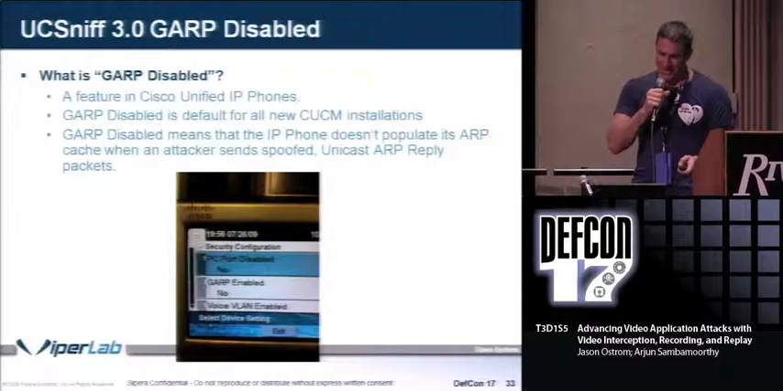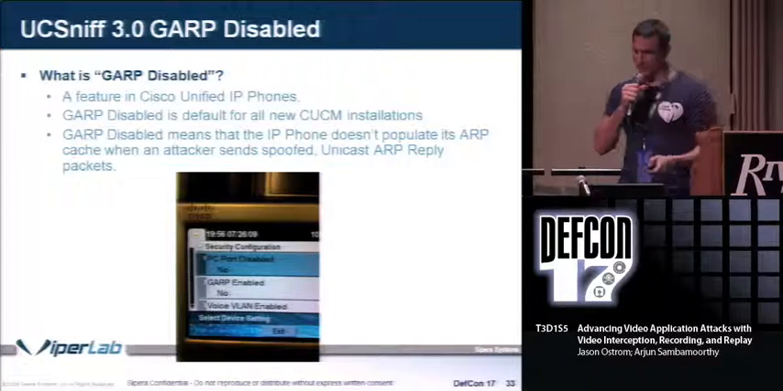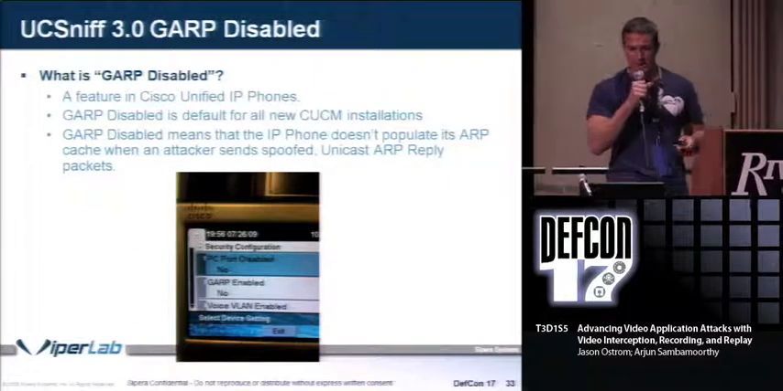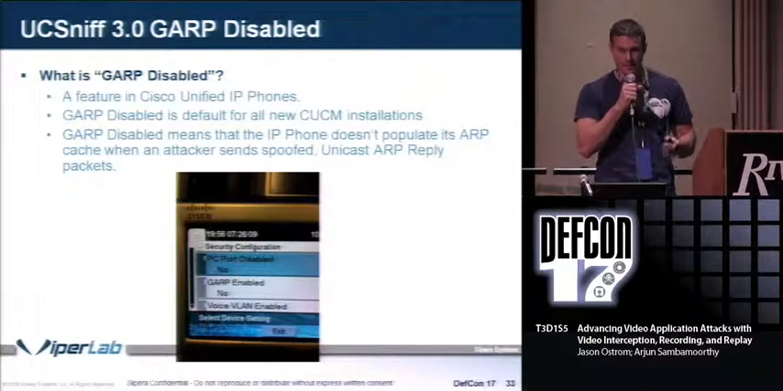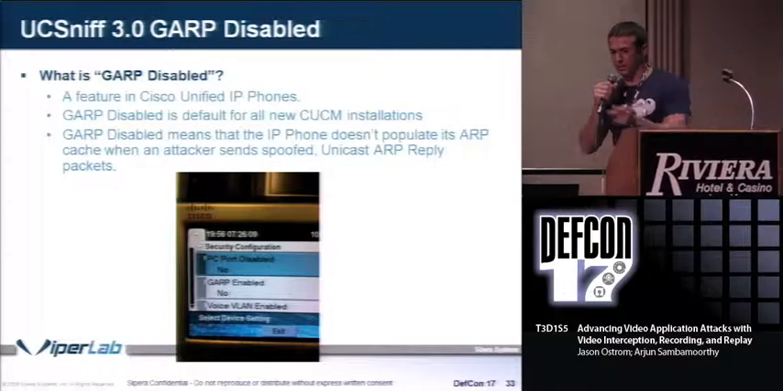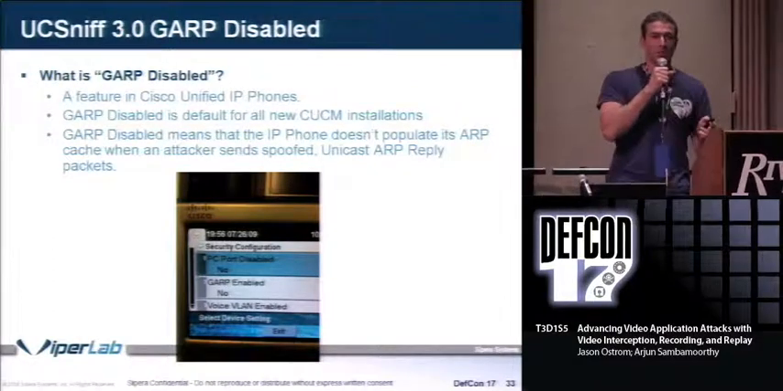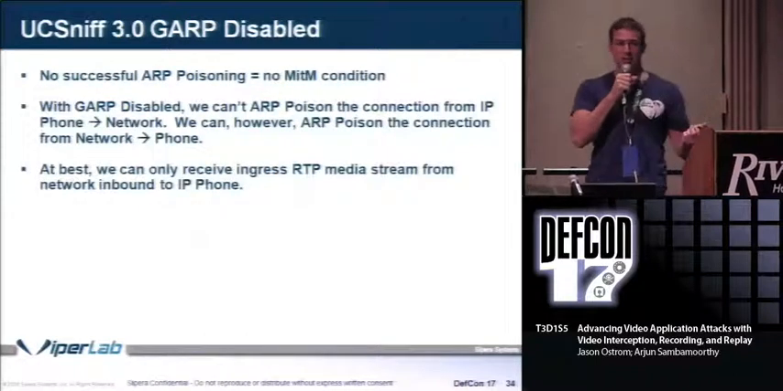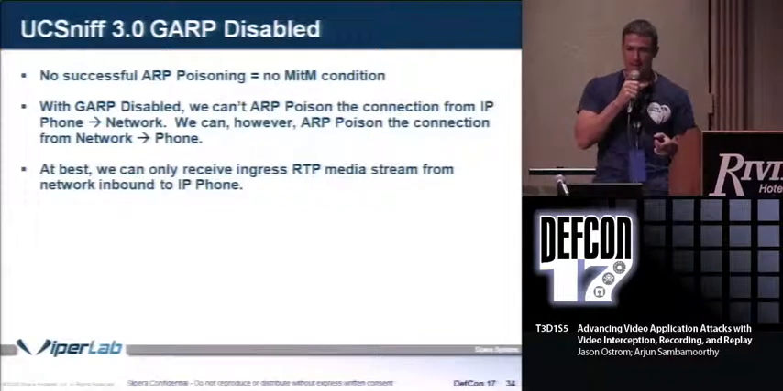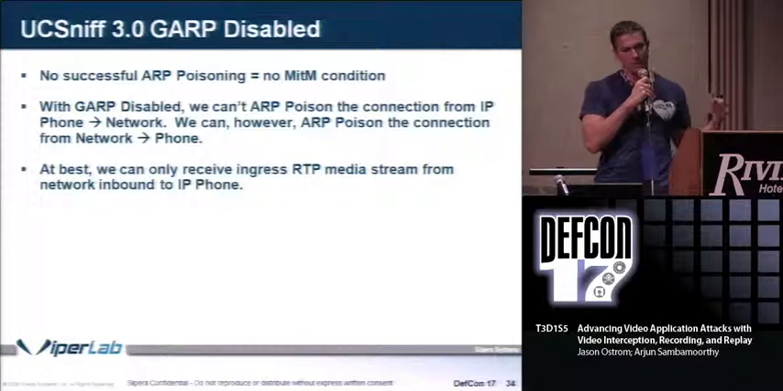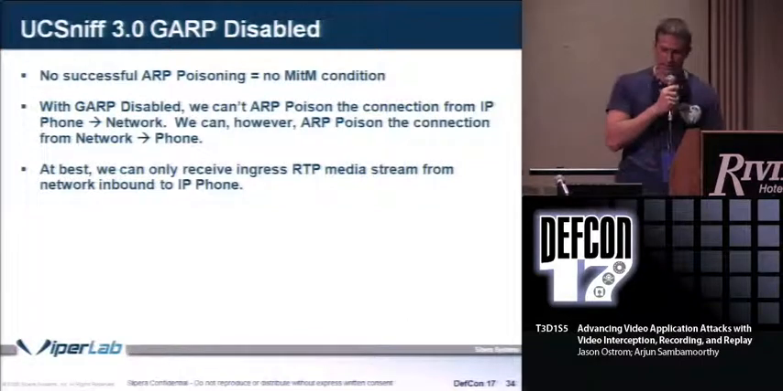I'm going to run out of time here. GARP disabled is the feature that I was telling you about. And I still have 5 minutes. Okay, so GARP disabled is basically preventing us from ARP poisoning the connection from the phone to the network. We can still do the network to the phone, but this feature is the default now in new deployments, so unless the phones are on the same VLAN, we're going to get to how we defeated that in a second. But basically, no successful ARP poisoning means no man-in-the-middle condition. We can only get the downstream connection coming from a remote VLAN into the phone, but we can't reconstruct the entire media, especially for the phone going to the network in a default config.